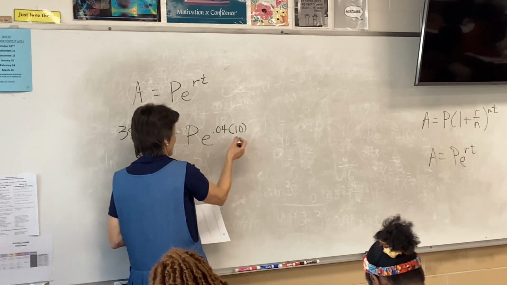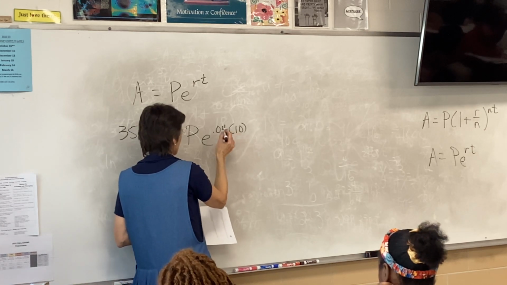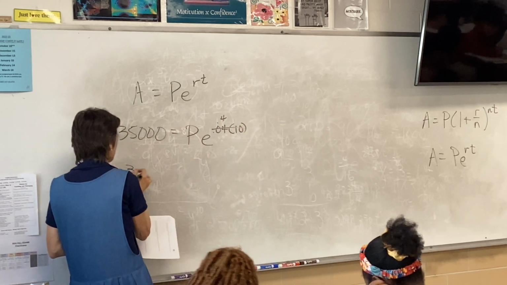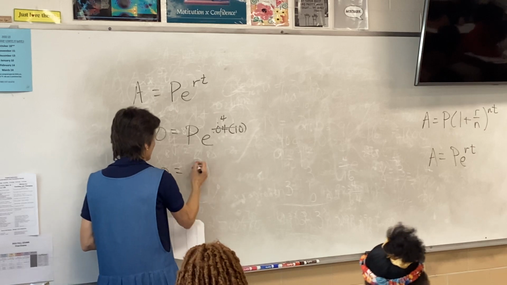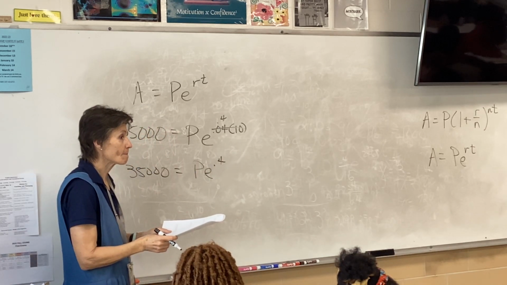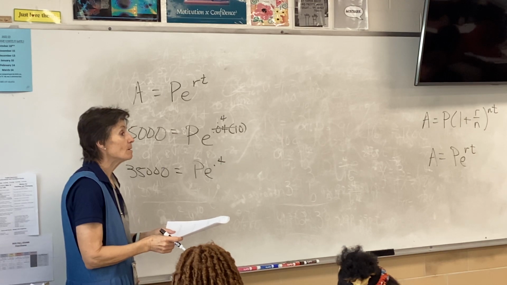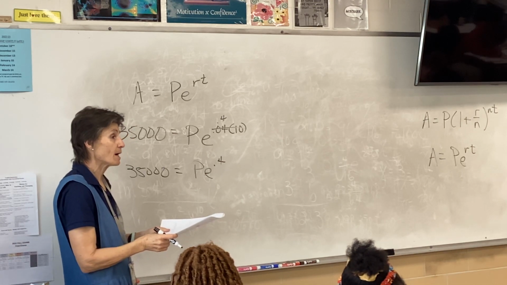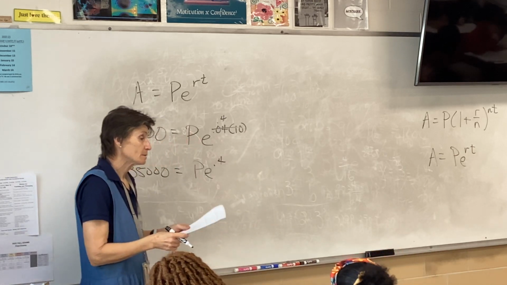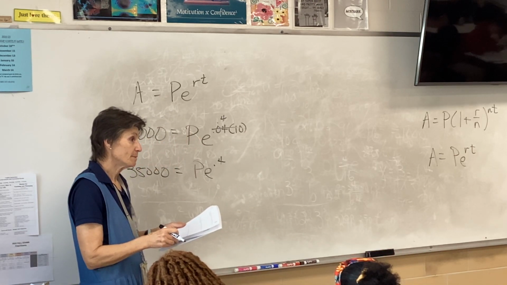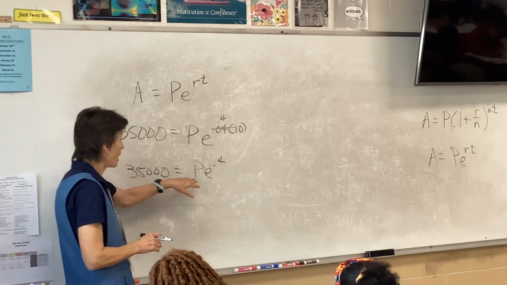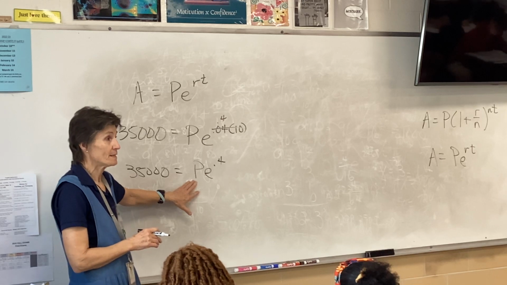Now, when I have a double exponent like this, I like to just clean that up right away. So that's going to be 0.4. So 35,000 equals P e to the 0.4. I thought you just said we didn't use PERT for money. We use PERT for money if it's compounded continuously. Okay? All right.